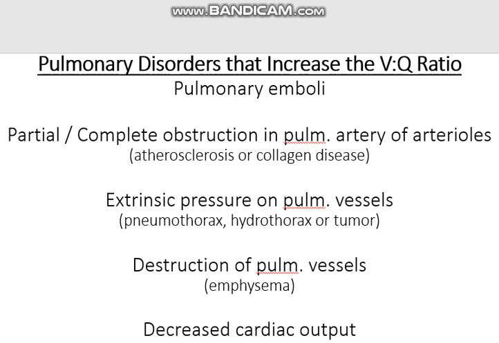Some pulmonary disorders that increase the VQ ratio are pulmonary emboli, partial or complete obstructions in the pulmonary artery or arterioles such as atherosclerosis or collagen disease, extrinsic pressure on pulmonary vessels such as a pneumothorax, hydrothorax or tumor, destruction of pulmonary vessels such as with emphysema, and also decreased cardiac output.